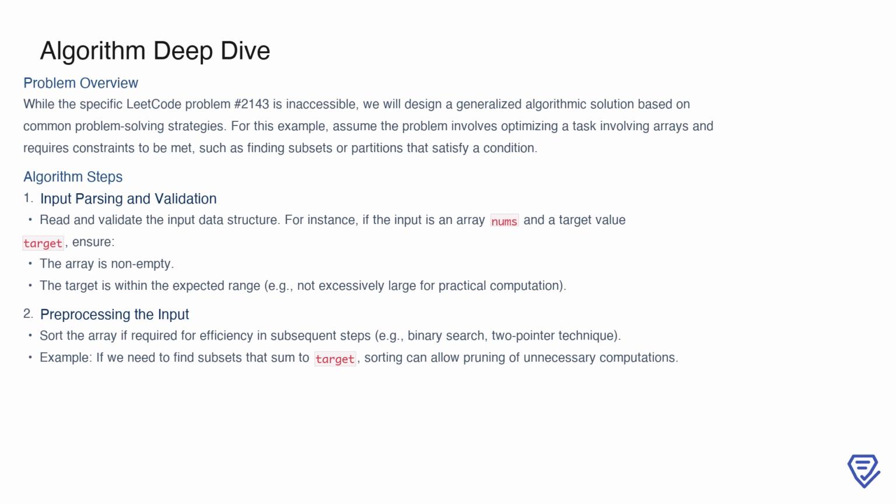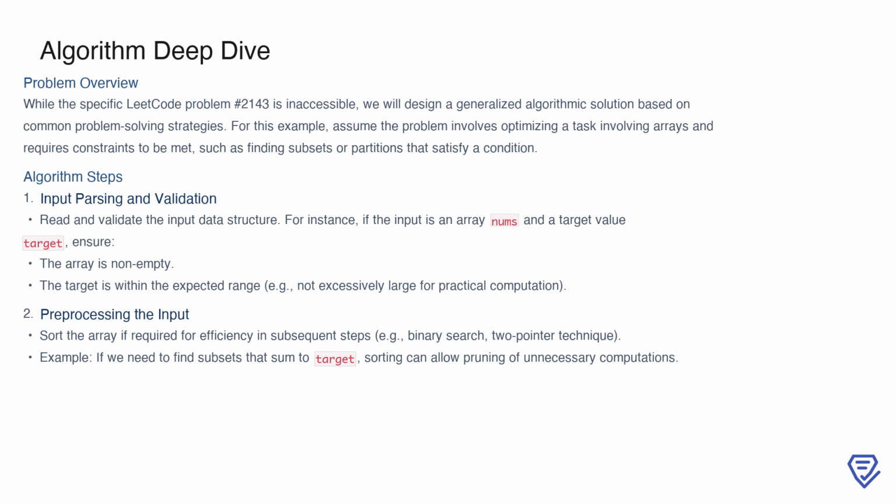The first step is to handle input parsing and validation. This means ensuring the input, such as an array nums and a target value target, meets basic requirements. The array must not be empty, and the target value should fall within a reasonable range to avoid impractical computational time. Once the input is validated, we move to pre-processing.